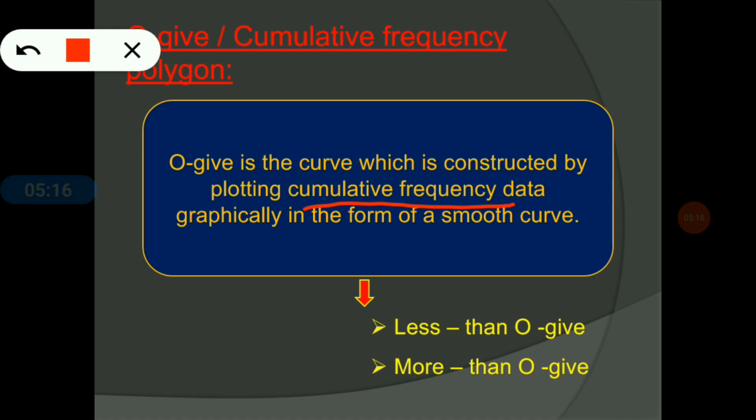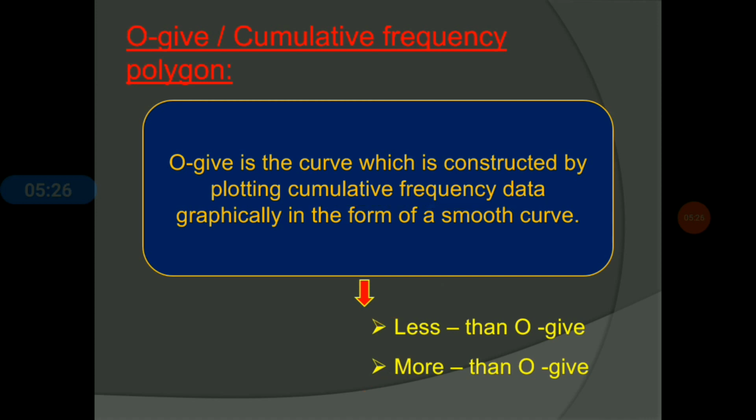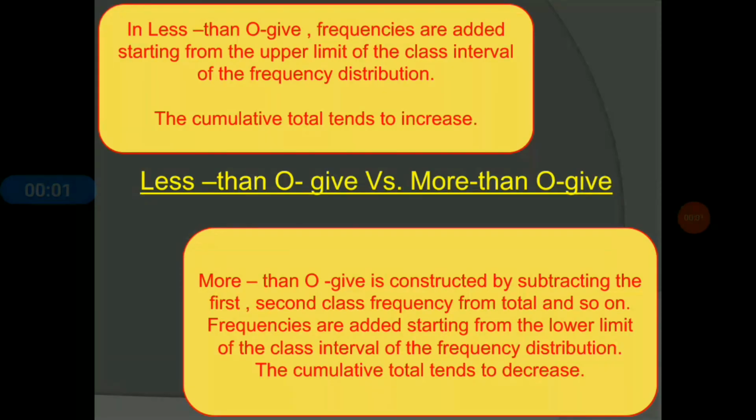Clear? So we know there are two types of ogive. The first one is less than, and the second one is more than ogive. Now going to the next slide, where we can discuss what the less than and more than ogive are. So here we can see the definition of the less than ogive and more than ogive. Okay, so now let's start.